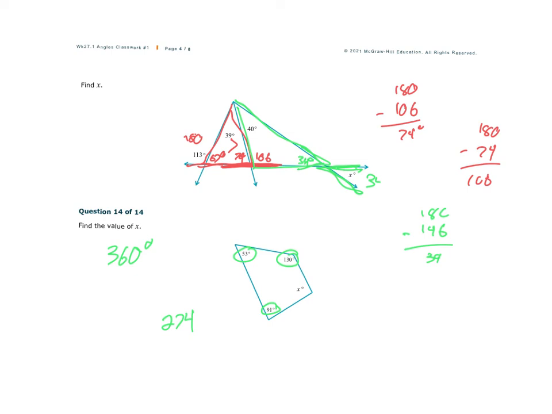274. If it's 360 total, 360 minus 274 is 86 degrees.